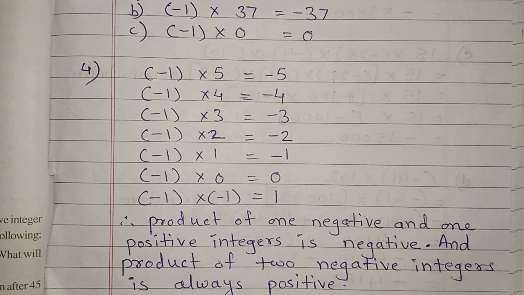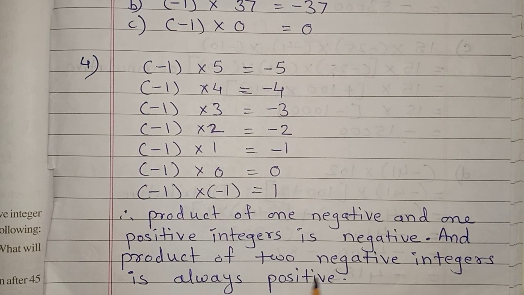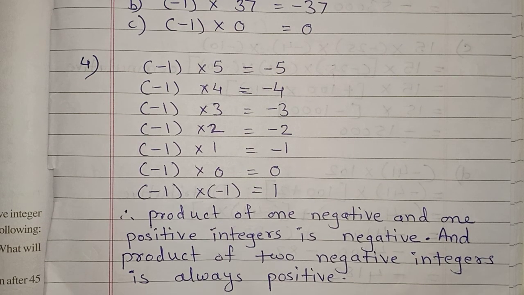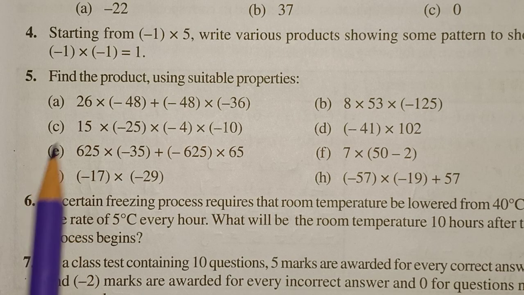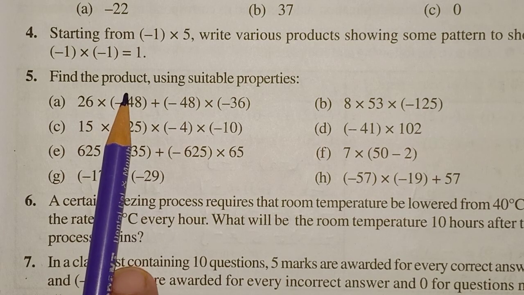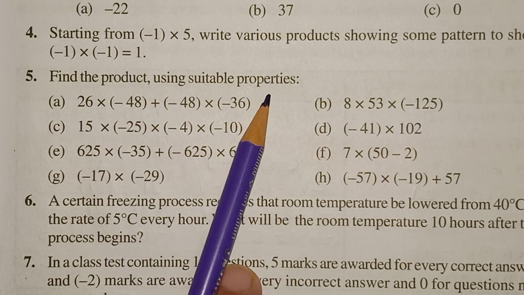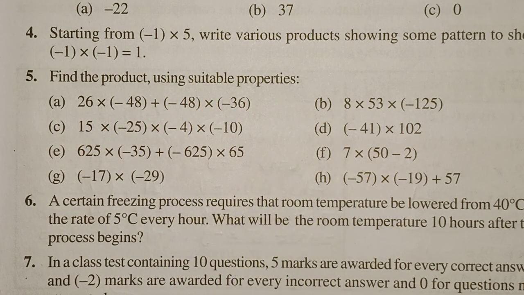So therefore, the product of one negative and one positive integer is negative, and the product of two negative integers is always positive. Now let's see question number 5. Find the product using suitable property. Let's find out these products.